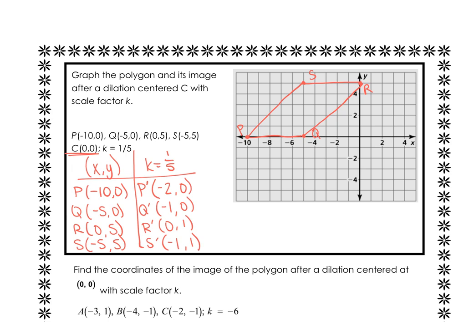We're going to graph it and make sure our picture looks correct. If you notice, this scale factor is between 0 and 1, so our picture should be getting smaller. And since the center is at 0, 0, it's going to be moving closer to the center. So let's graph these. P prime is at negative 2, 0. Q prime is at negative 1, 0. R prime is at 0, 1. And S prime is at negative 1, 1. So there's our image. If you notice, it got smaller by the sizing of 1/5.